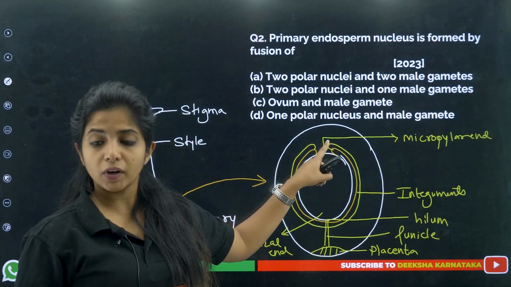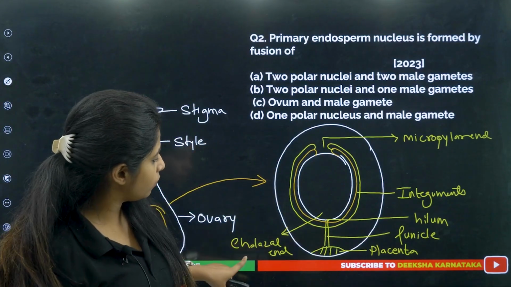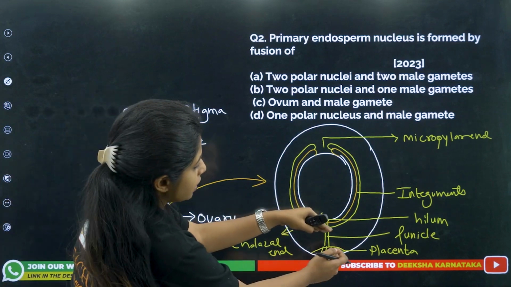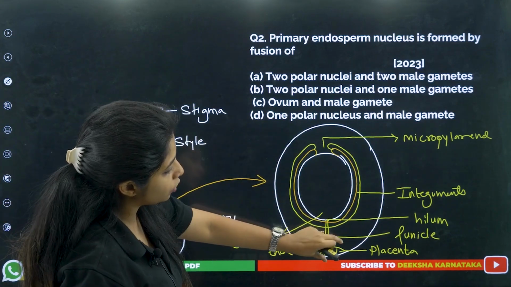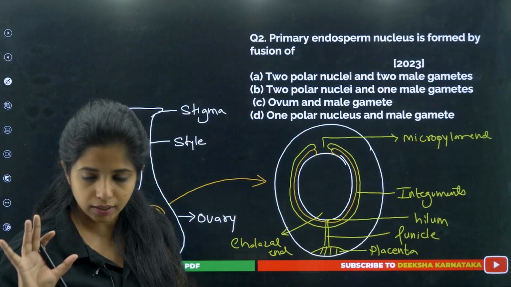Opposite, wherever you find the micropyle, opposite to it you will find the chalazal end. It's not like this particular funicle placenta will always be at the chalazal end. No, this can shift to this side also. The funicle and placenta can be here. Still, the side opposite to the micropyle will be known as the chalazal end.